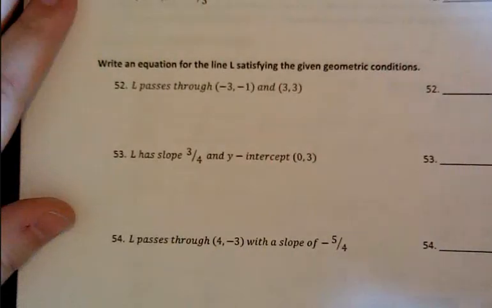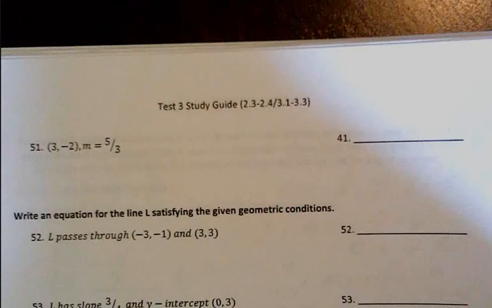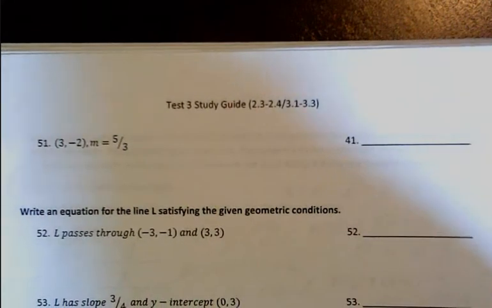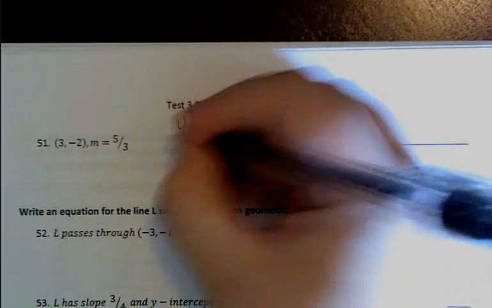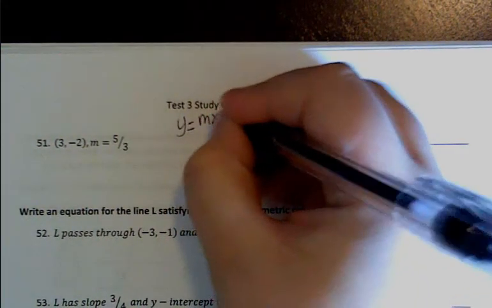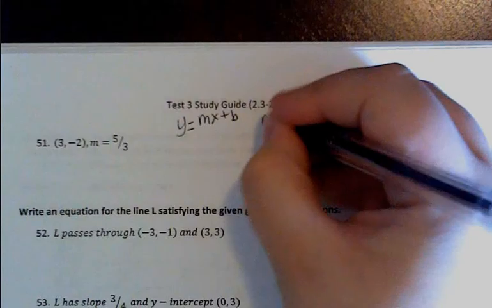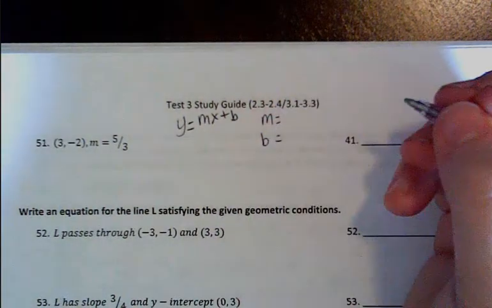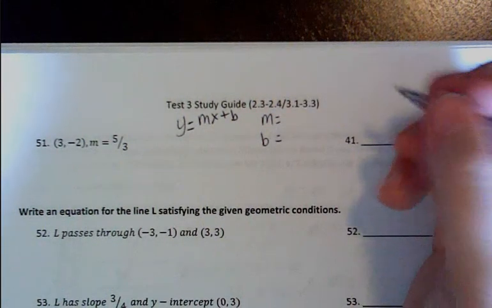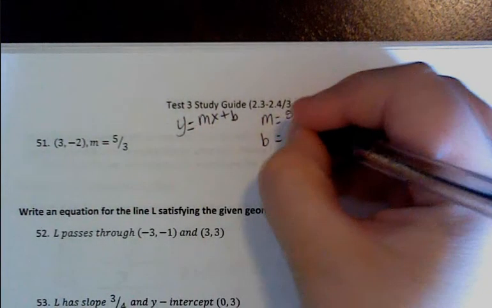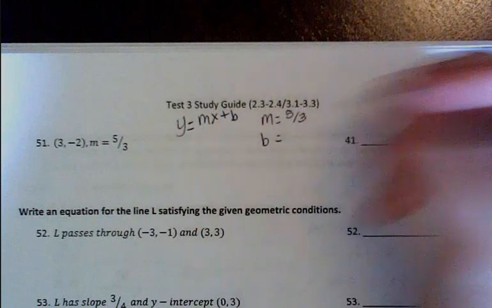Okay, let's look at the last page of the study guide. On problem number 51, the directions are the same. Write the equation of a line. So y equals mx plus b. You need your m and you need your b. So our m is 5/3, and we need to find what our b is.